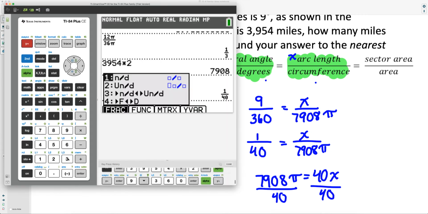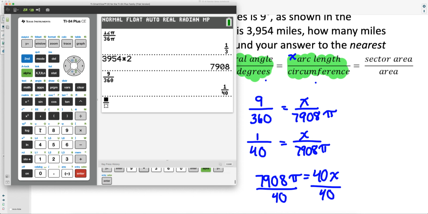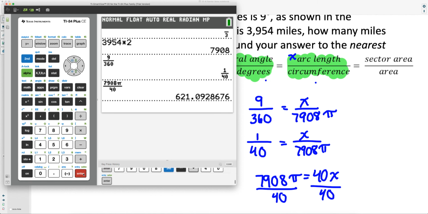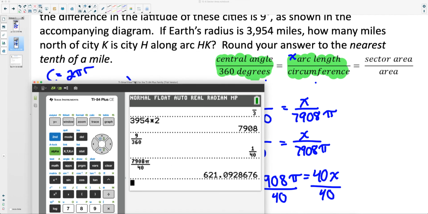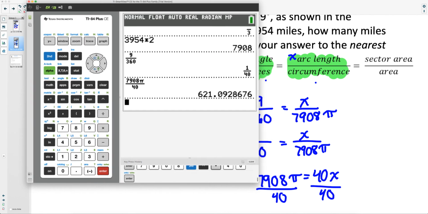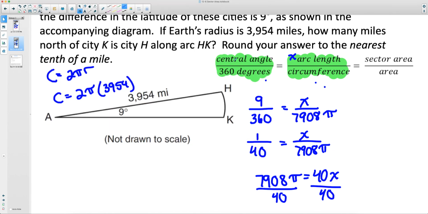So alpha y equals, let's use numerator denominator like we've been using, 7908 pi divided by 40. Let's hit enter. And we want to round to the nearest tenth of a mile. The nearest tenth of a mile is going to be 621.1.